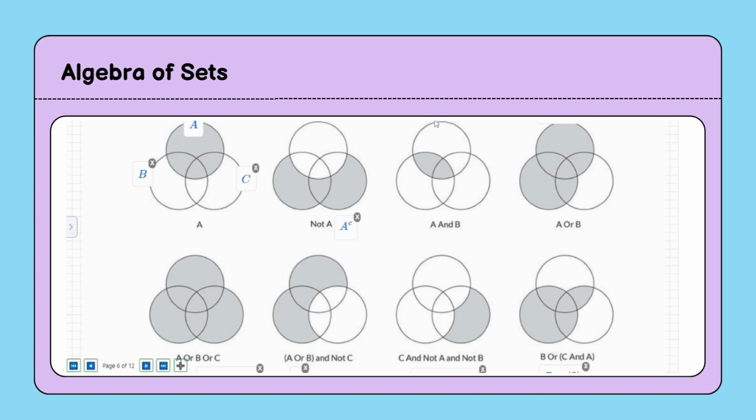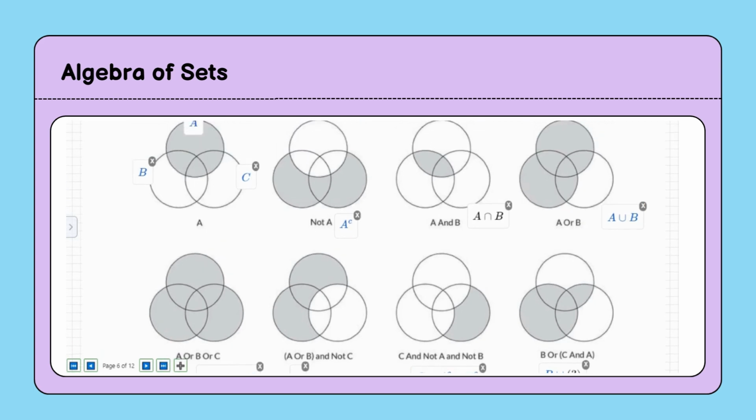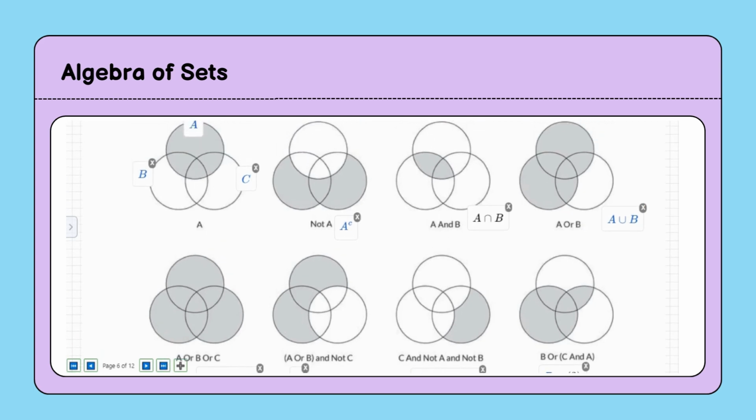Here we have three sets, A, B, and C. You can see set A in the Venn diagram. You can see not A in the Venn diagram. You can see A and B, which is their intersection. A or B, which is the union, we talked about it again. These are also interesting: A or B or C, which is the same thing as the union, but with three sets.